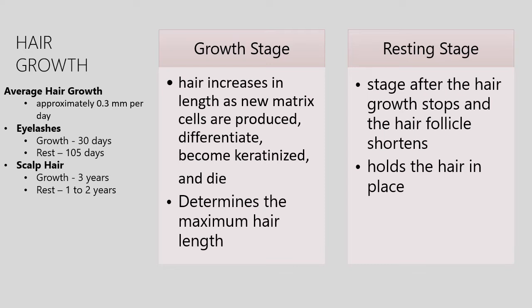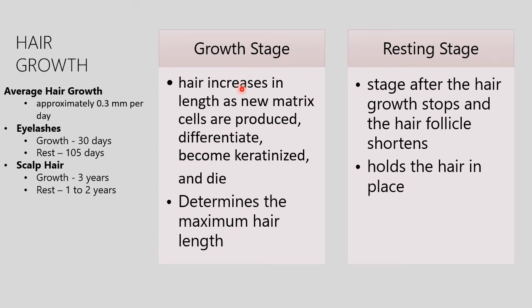Hair growth is at different rates, even if they are in the same location. But approximately, it's 0.3 mm per day. That is its rate of growth, 0.3 millimeters per day. For your eyelashes and scalp hair, I put here how many days their growth stage and resting stage last, because you have two stages of hair growth: growth stage and resting stage.